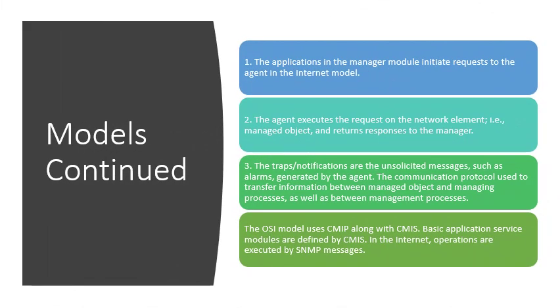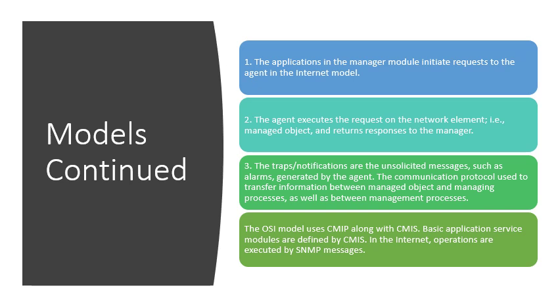The applications in the manager module initiate requests to the agent in the internet model. The agent executes the requests on the network element, managed objects, and returns responses to the manager. The trap notifications are the unsolicited messages, such as alarms generated by the agent. The communication protocol is used to transfer information between managed object and managing process, as well as between management processes.